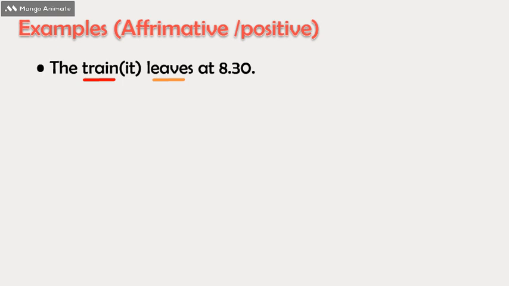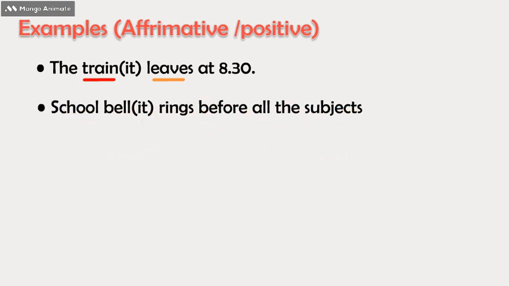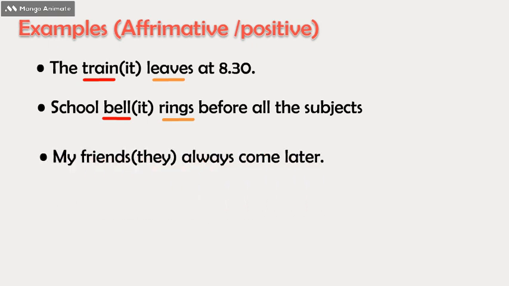The next example is the school bell rings before all the subjects. Here we can use the pronoun it for bell, so we have to use the verb es form, it means the verb plural form. Therefore, the sentence is the school bell rings before all the subjects. The next one is my friends always come late. Here we can use the pronoun they instead of my friends. Then we have to use the verb infinitive form. Therefore, the sentence is my friends always come late.